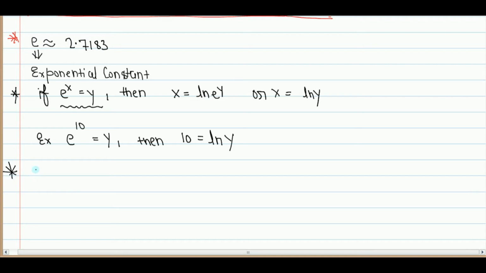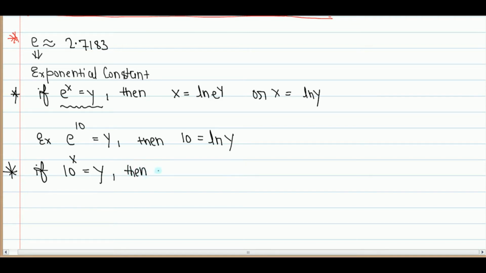What if 10 to the power x is equal to y? Whether this is an exponential function or not, let's pause the video and think about it. What is the meaning of exponential function? Is it only e, or can it be any arbitrary number? It can be any arbitrary number. This is also an exponential function, and you can also convert this exponential function into a logarithmic function.